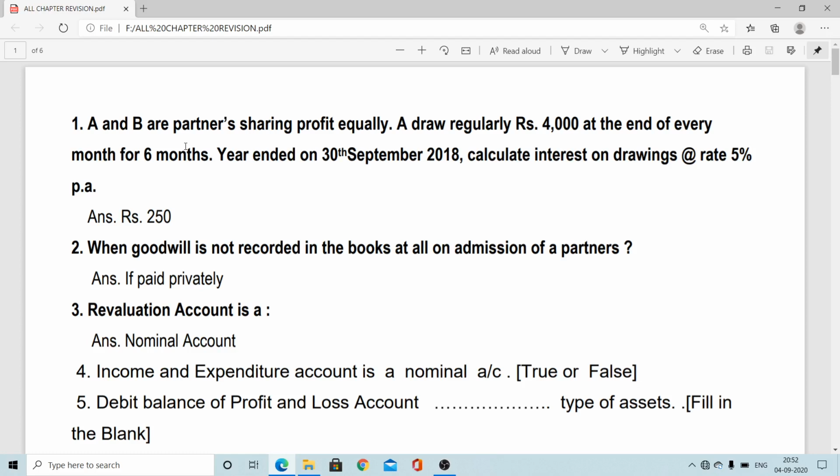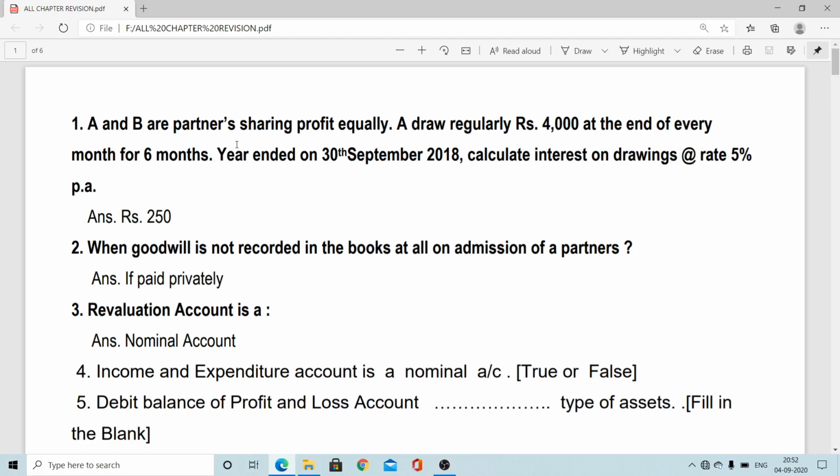Now first of all I want to share the 1 mark and 2 marks question pattern. So this is like MCQ type of questions. There will be 4 options. For example, this is the first question.